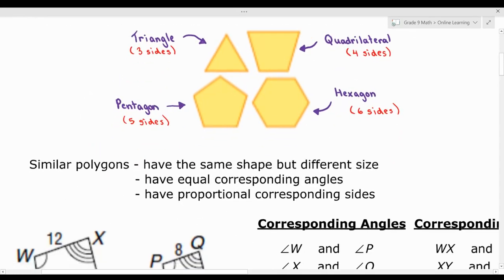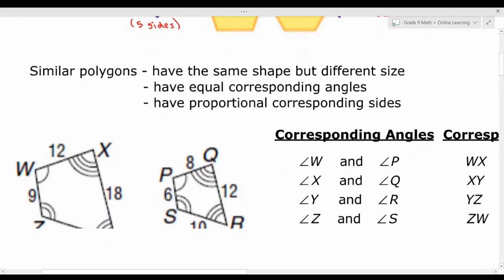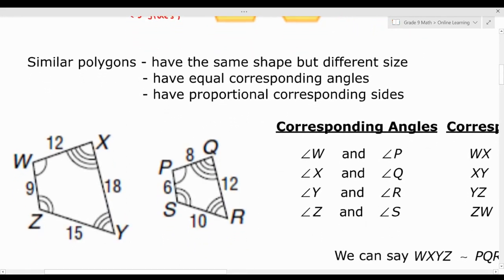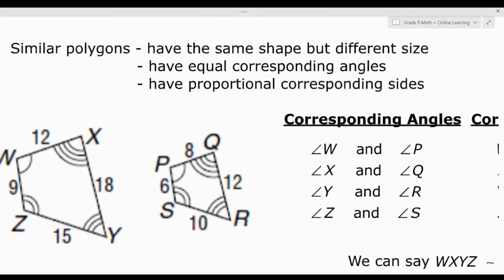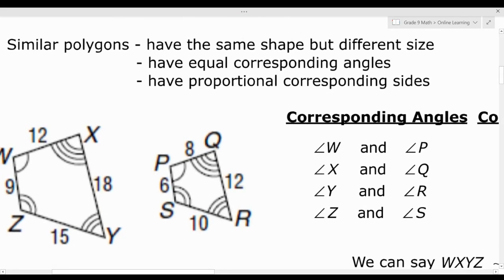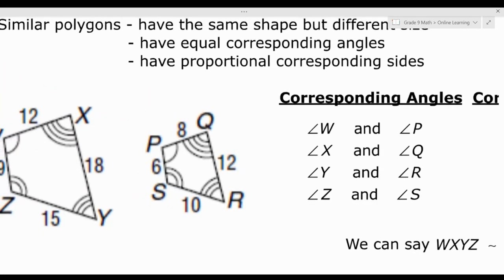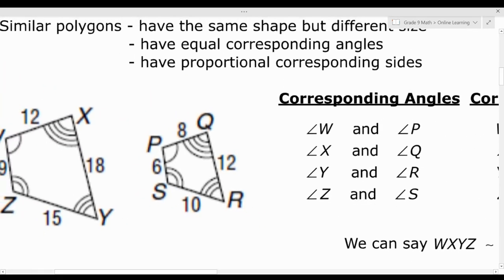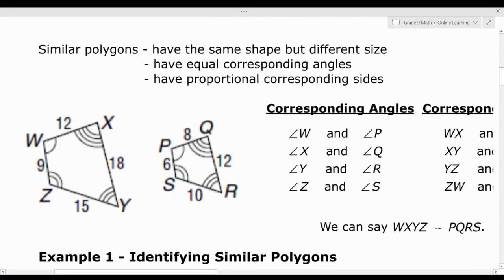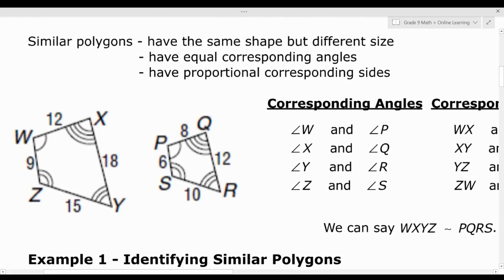So we're going to look at similar polygons. Same idea as similar triangles. They have to have the same shape but different size. My example was, if I took this PQRS shape and zoomed in to make it bigger, or zoomed out to make it smaller, it's still the same shape, just a different size. One is bigger, one is smaller. They have to have equal corresponding angles, and they have proportional corresponding sides.